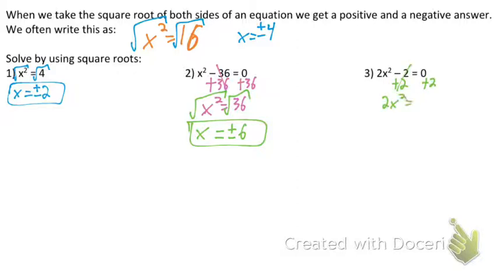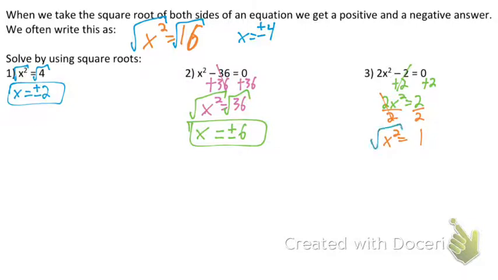2x squared equals 2. Is x squared by itself? No. What else is happening to x squared? Being multiplied by 2, so we have to divide by 2 on both sides. Once again, whatever I do to one side, I do to the other. X squared is equal to 1. Now is the squared term by itself? Yeah.